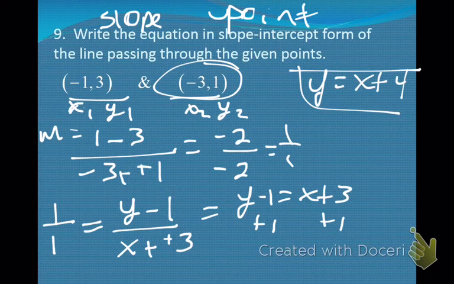Okay? So there you go. We have to have a slope and a point. We didn't have the slope here, so we had to go find it. Once we find the slope, we can go back into the slope formula, plug in the slope, and then just plug in one of the points. So we have our x and our y in our equation.